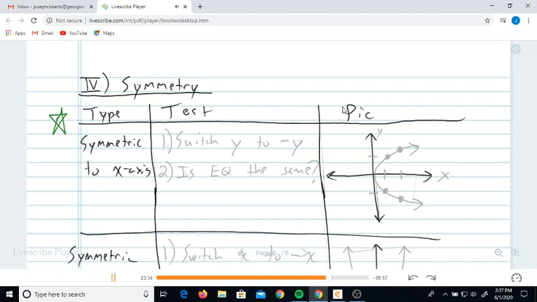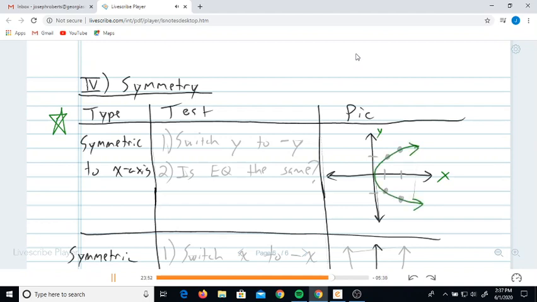Symmetry with respect to the x-axis, symmetry with respect to the y-axis, symmetry with respect to the origin. So let's go ahead and get started. Symmetry is quite visual, and here's an example of a graph that is symmetric to the x-axis.